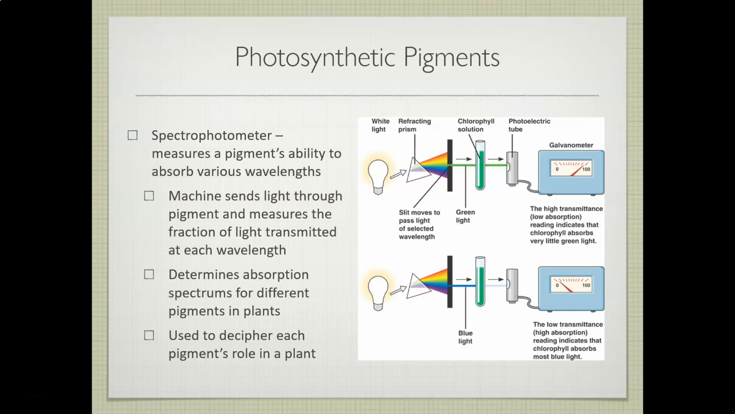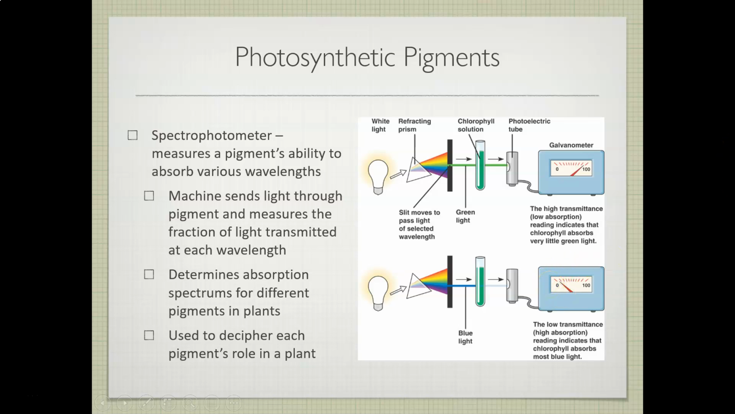So when we put through that chlorophyll and we shine that green light through it, all of that energy is hitting that photoelectric tube, measuring it as a really high transmittance, really low absorption as a result. And so we know that that solution, in this case chlorophyll, isn't holding on to any of that green light. I change the color to something like blue, and now I'm getting a very little amount of light that is hitting that photoelectric tube, really low transmittance, and as a result, a really high absorption.